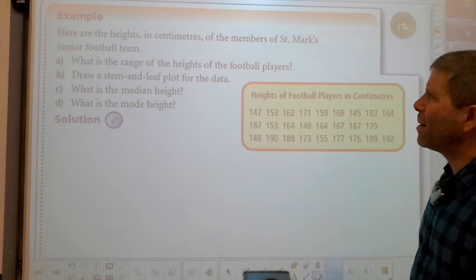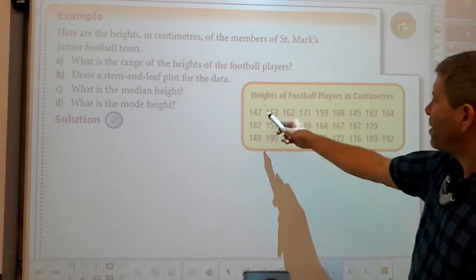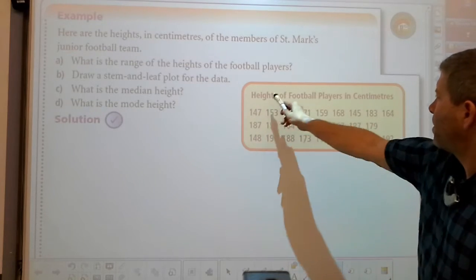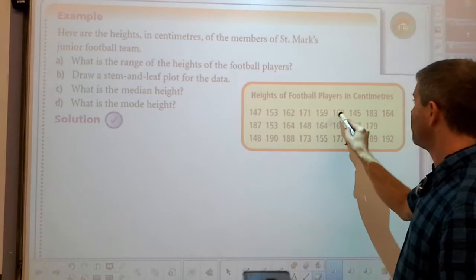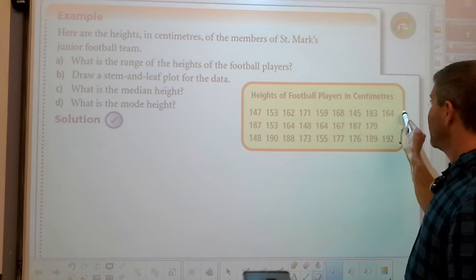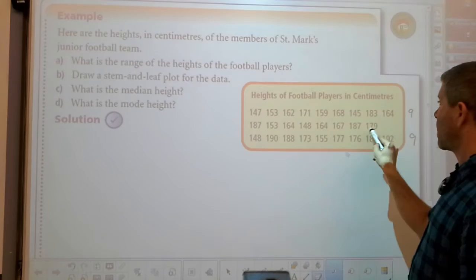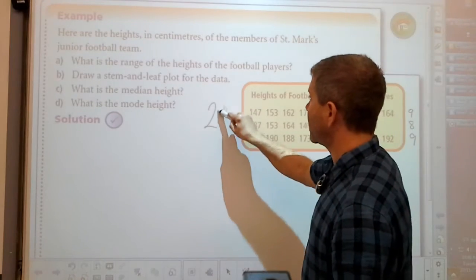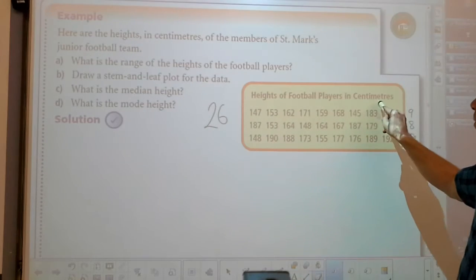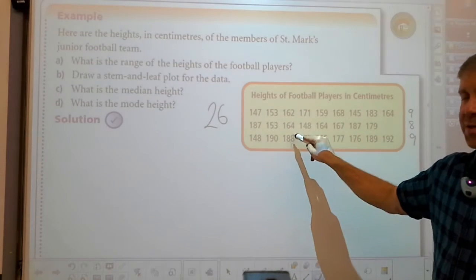Let's go to this example here. So we have this larger bit of information here. I'm going to add up and see how many I have. I have 1, 2, 3, 4, 5, 6, 7, 8, 9. Here, I have 9 also in this last one, and here I have 8. So I have 9, 18, 26 total football players, and these are their heights.